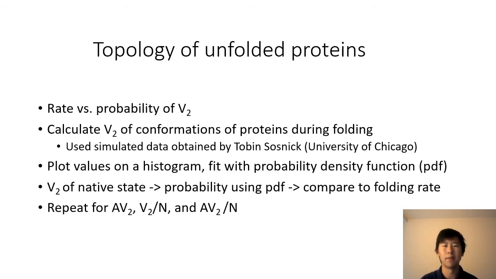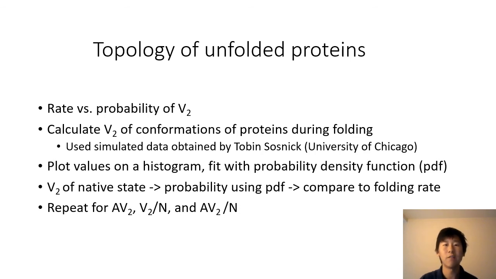To test this hypothesis, we try to predict folding rate using the probability of attaining a specific value of V2 during folding. The approach is to create a probability density function, or PDF, of V2, and then compare the folding rate to the PDF value of V2 of the native state.